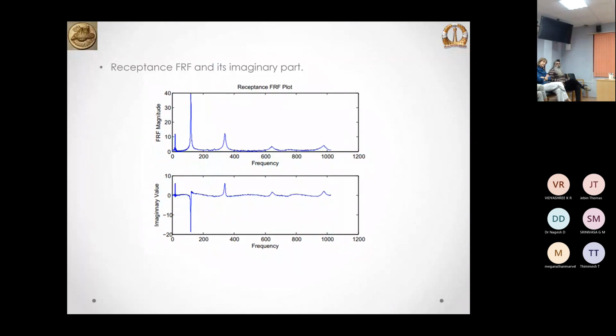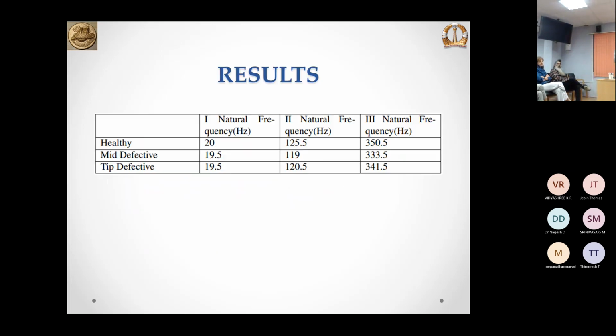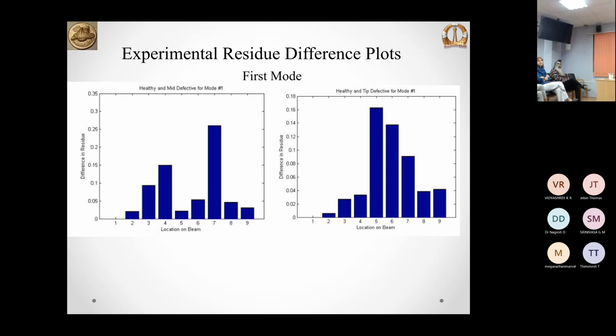So you take the FRF and get the peaks. These peaks speak about the frequencies: first, second, third, fourth. Now you are interested in the first peak, and from there you calculate the residue of the first peak. These are the frequencies where I got the peaks for the different beams. Because of the defect, that is the delamination, the frequencies are reduced, which you can see. That is a natural thing. But now this is actually interesting.